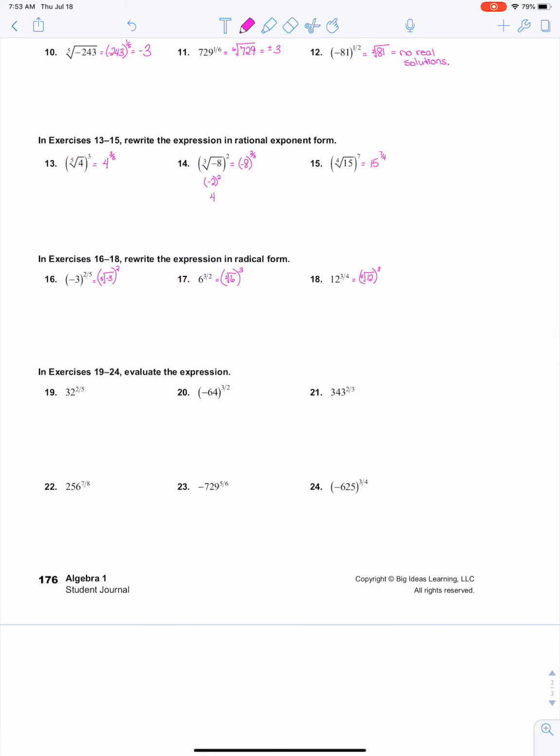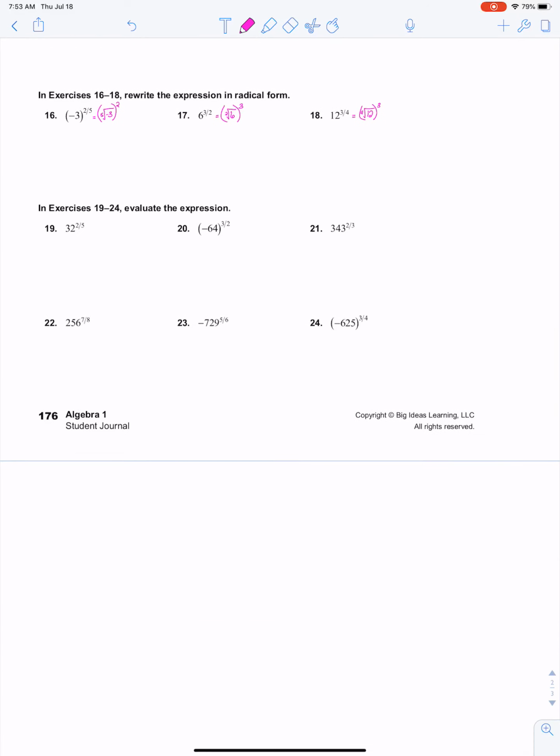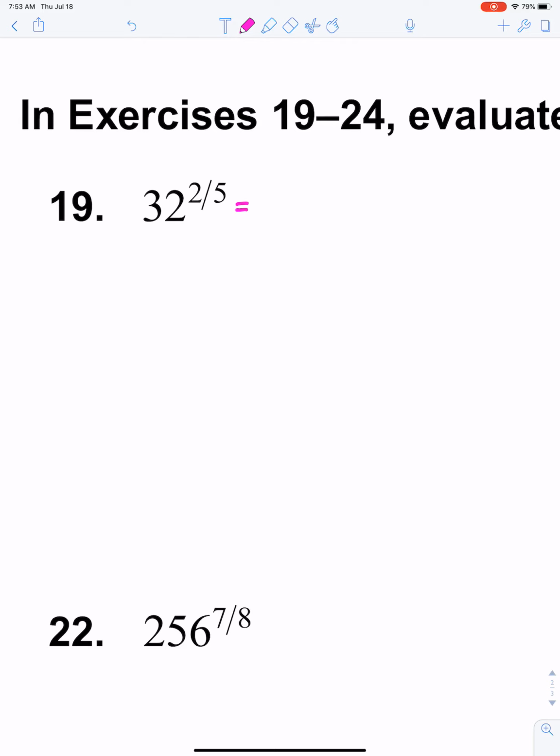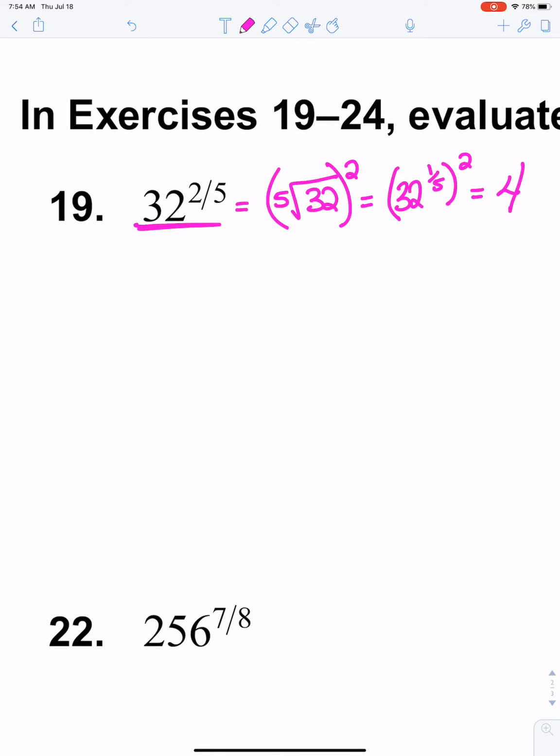They're a bit tricky. All right, but this last part wants you to evaluate each expression. So if we convert this, it's going to be easier. If you convert this to the 5th root of 32 squared, the 5th root of 32 is actually easier to evaluate. If you're using a calculator, you might want to enter it as 32 to the 1/5 power squared, or you could enter it just like this. But either way, the 5th root of 32 squared is going to give you an answer of positive 4.